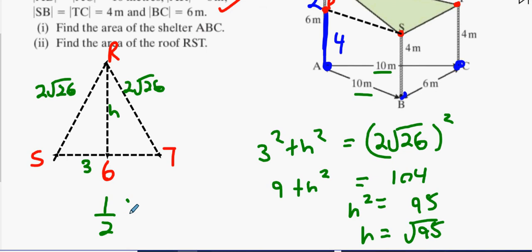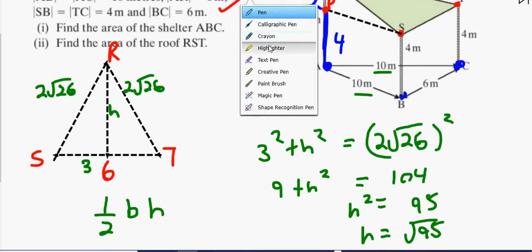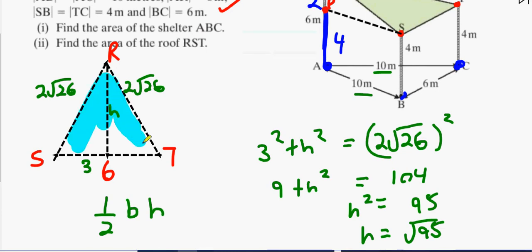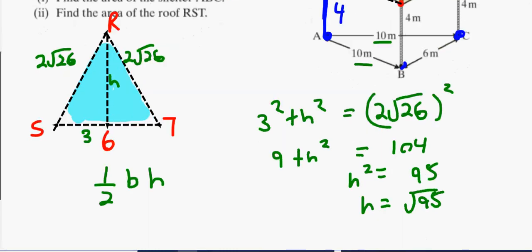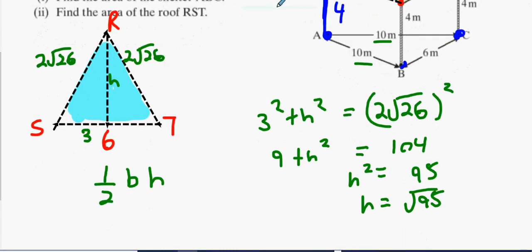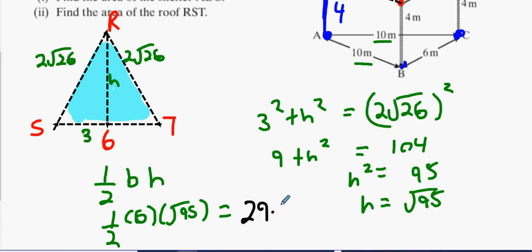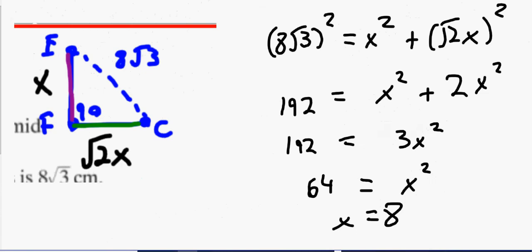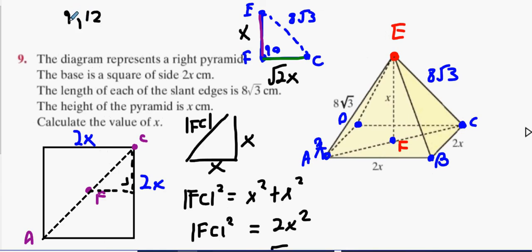So a half base times height this time, lads, for this triangle here. What do you reckon? So a half 6 times, so what's the height? Root 95. Yeah, go for it. What do we get? 3 root 95. In decimals? 29.24 meters squared.